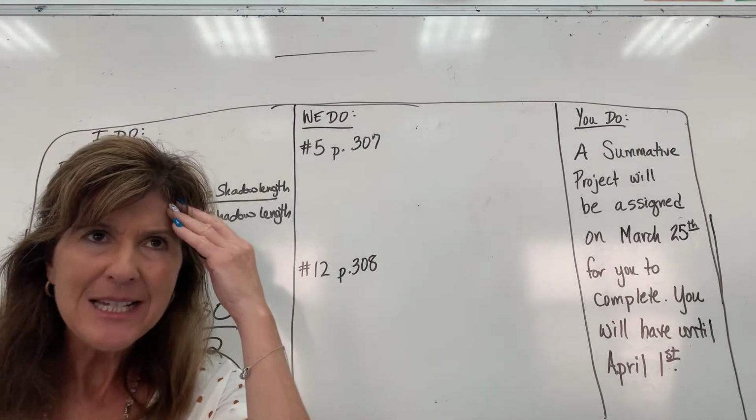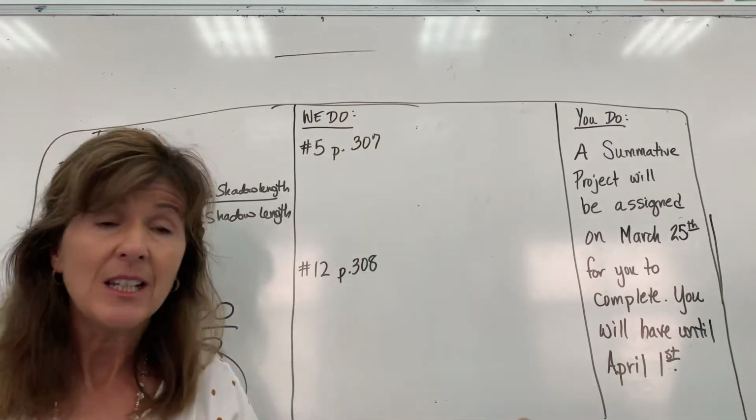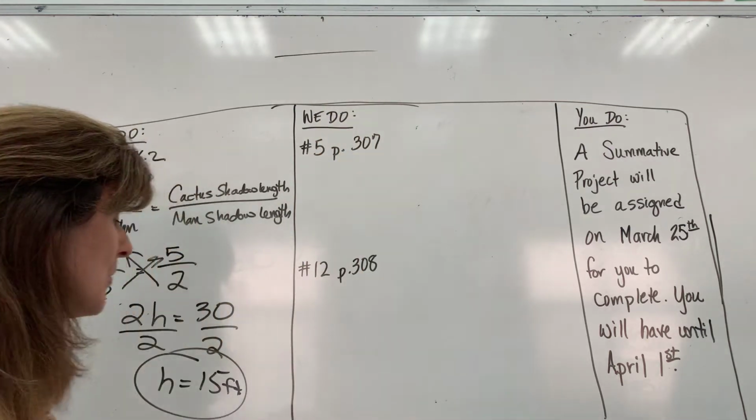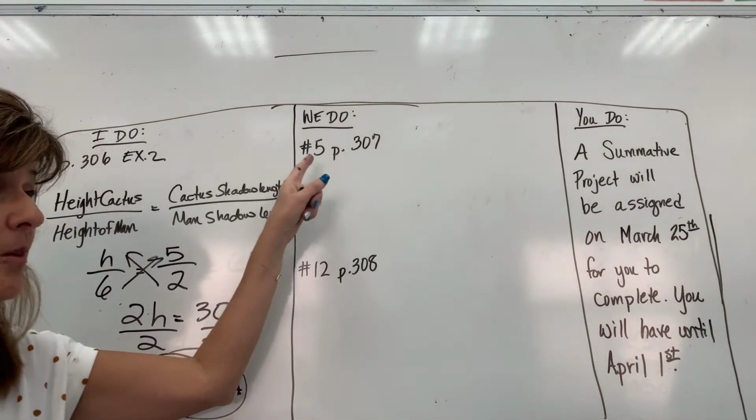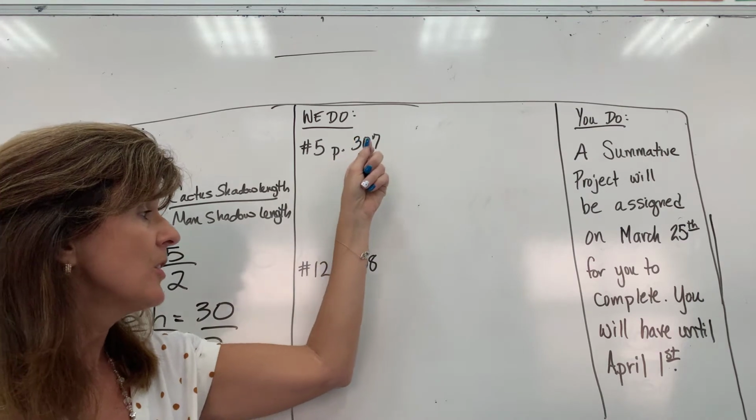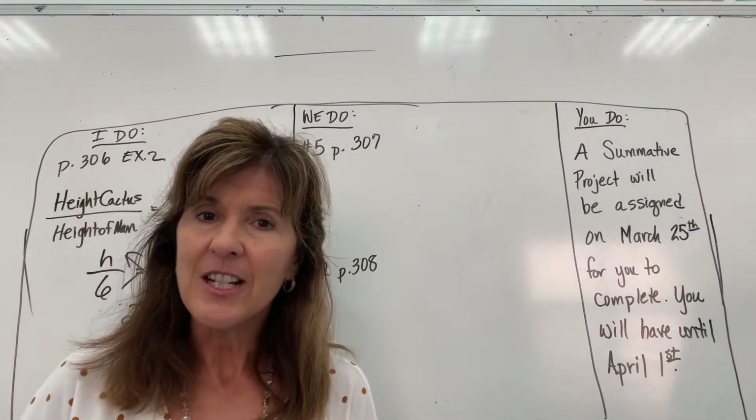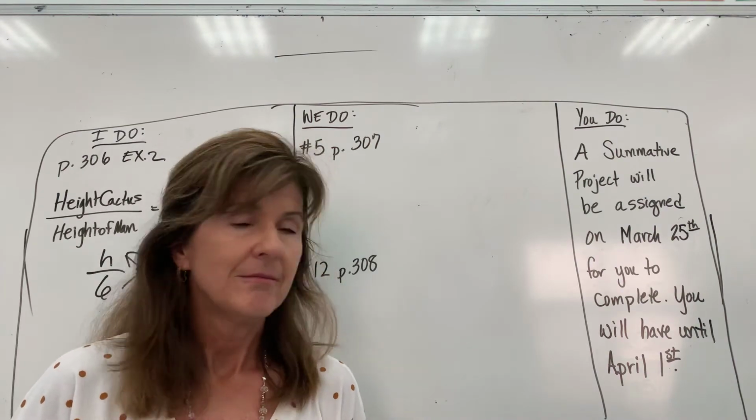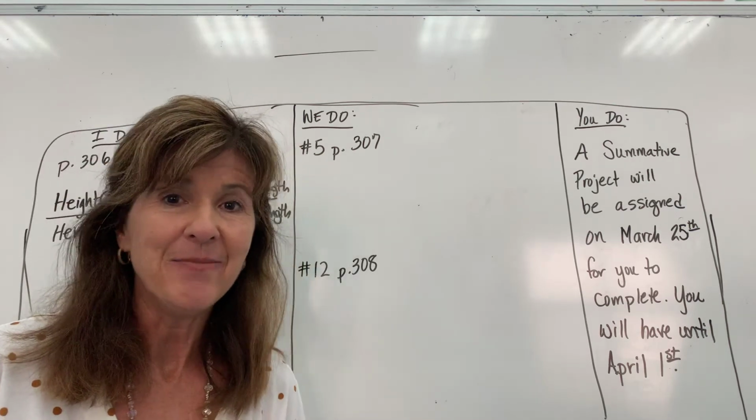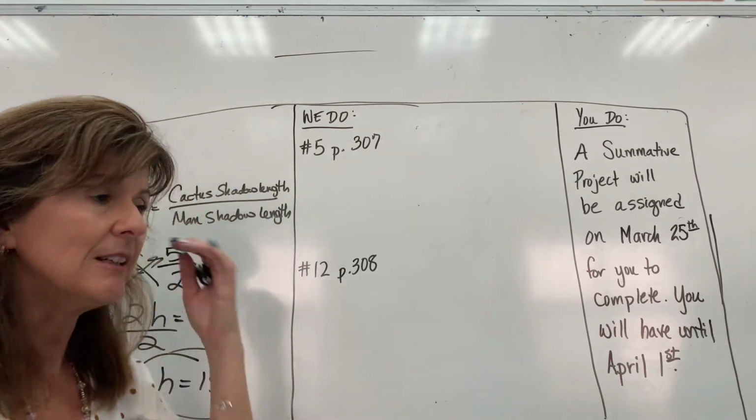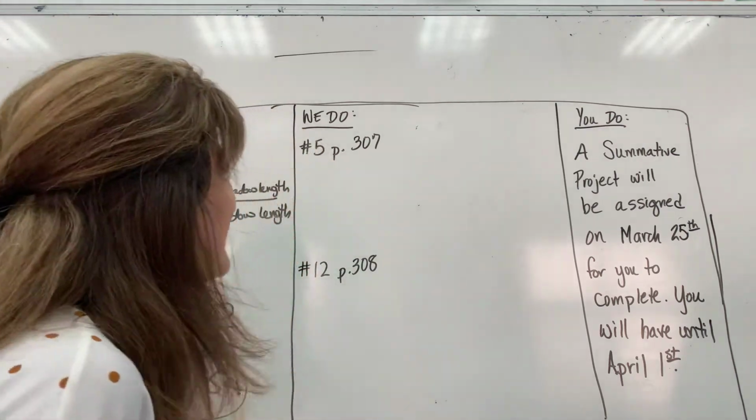Always ask yourself, does that make sense? If the man is 6 feet tall, does it make sense that the cactus is 15 feet? In this case, it absolutely does. So it seems reasonable, so I'd say that's the right answer. I want you to look at pages 307 and 308 and work on number 5 and number 12. Pause the video, and when you're finished doing it on your own, come back and we'll do them together, okay? I'll give you 1 minute. Well, as long as you want to pause the video, but I'm going to go ahead and get started.